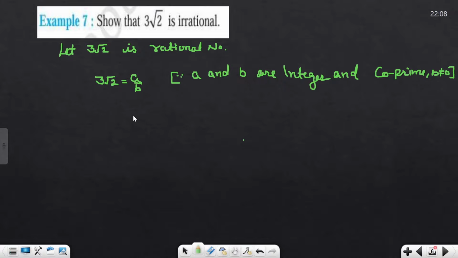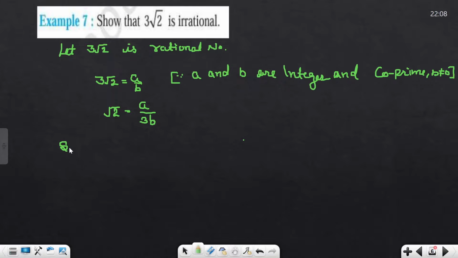Now here there is no need to square both sides. Root 2 is equal to a by 3b. The 3 here is multiplied with root 2, so we change the side of the 3. Now how can you write here? A is an integer, 3 is an integer, b is an integer, but actually root 2 is irrational. So how can we write about it?